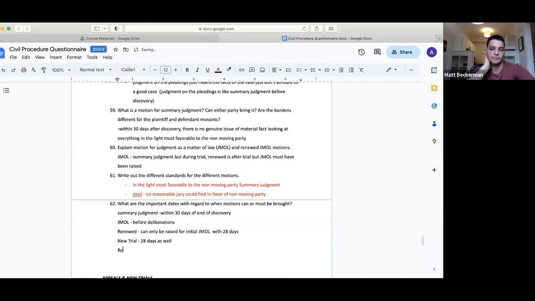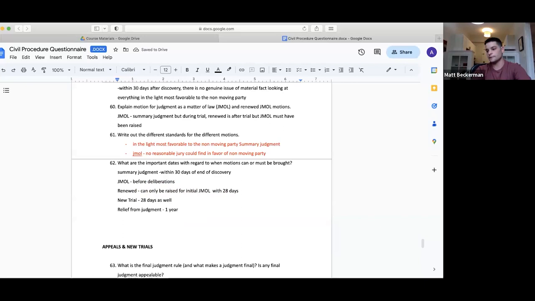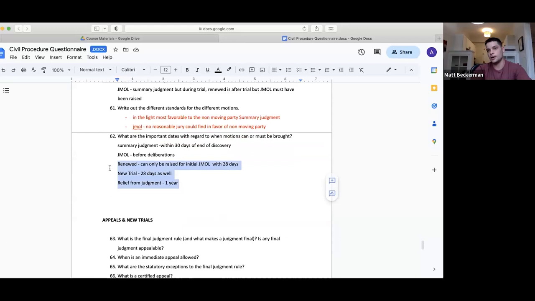That can be because you found evidence that would have helped you win that you could not have reasonably discovered before. And if it was in your desk and you just didn't look, that's not good. But if it's in a hidden warehouse that was only uncovered after the trial.